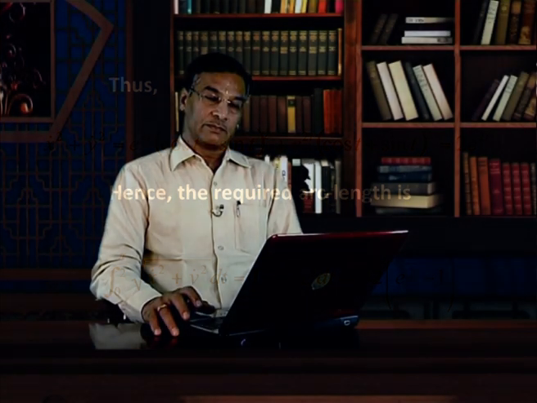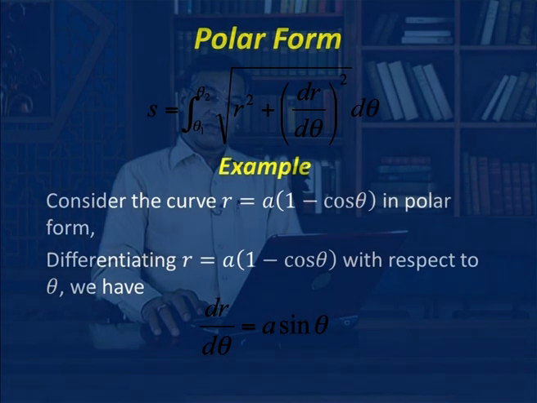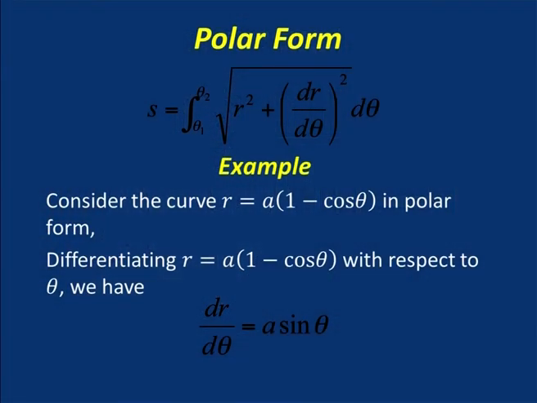Similarly, I will now explain the polar form of the curve and how to find the arc length of the polar curve. Here s is equal to the integral from theta 1 to theta 2 of the square root of r square plus (dr upon d theta) whole square, d theta. For example, consider the curve r is equal to a(1 minus cos theta) in polar form. This is the equation of a cardioid in general form.